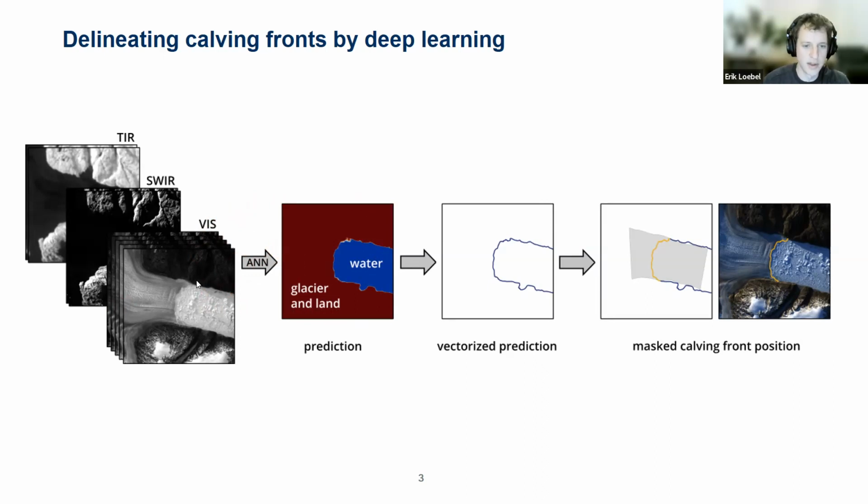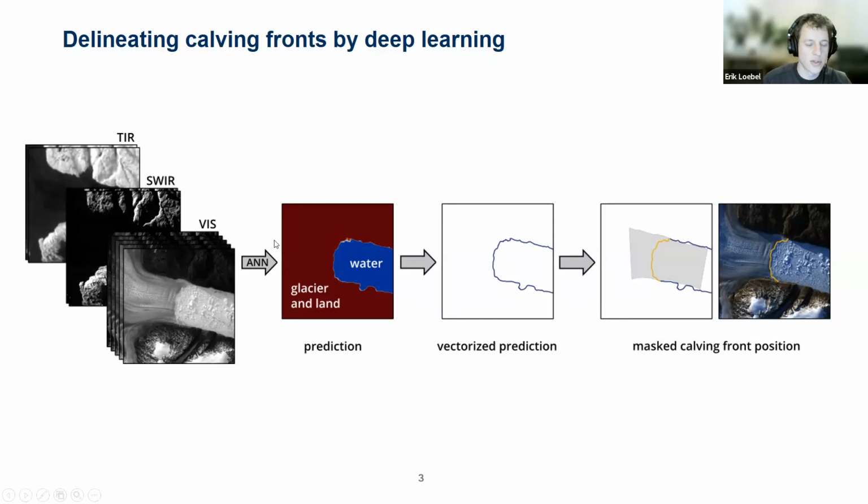And I think most of you will know where this is going. Of course, our glacier calving front in the end is a boundary between these two classes. So we have to vectorize our model prediction and then mask out the final calving front position.